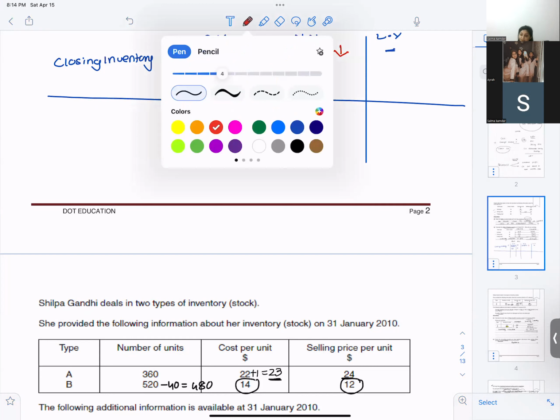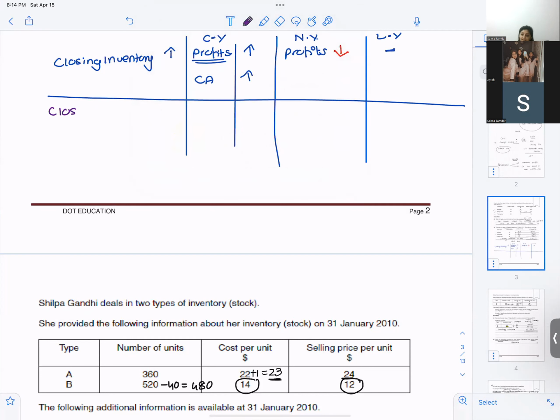Yeah. If your closing inventory is understated, then profits of the current year will be understated and your current assets of the current year will be understated, and your next year profits will be overstated, and last year no effect. Okay.